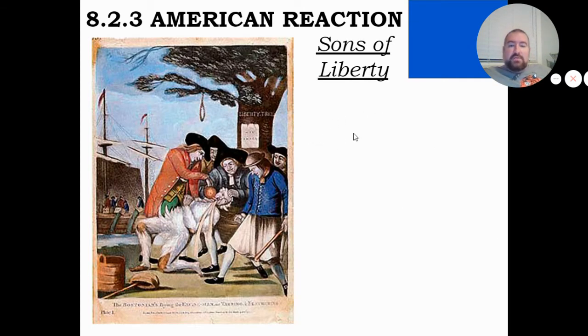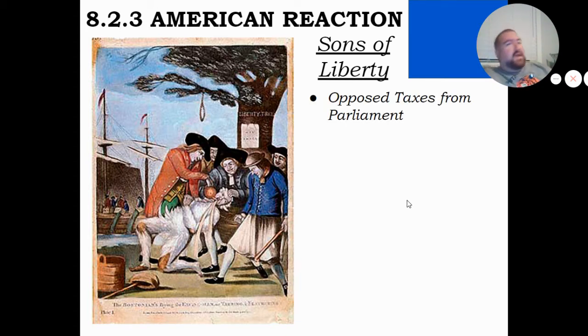We're going to introduce you to a group of guys called the Sons of Liberty. So the Sons of Liberty, these were people who opposed these British taxes. So all of these taxes that came down from Parliament, the Sugar Act, the Stamp Act, the Townshend Act, the Tea Act, the Sons of Liberty were the ones who were saying, hey guys, this is not fair, we should fight back. And how did they fight back?